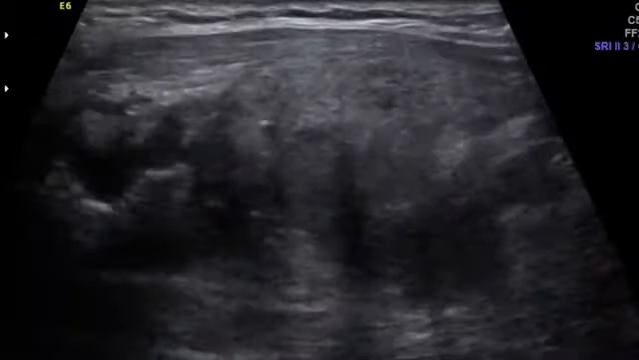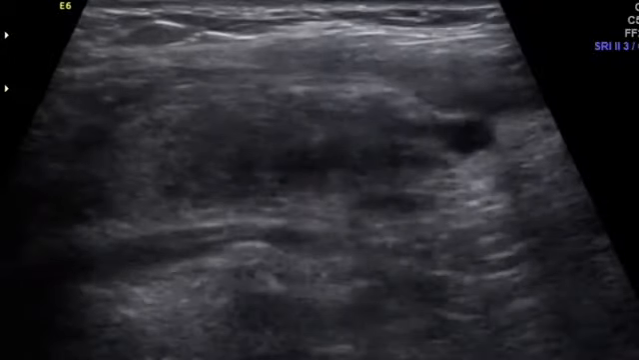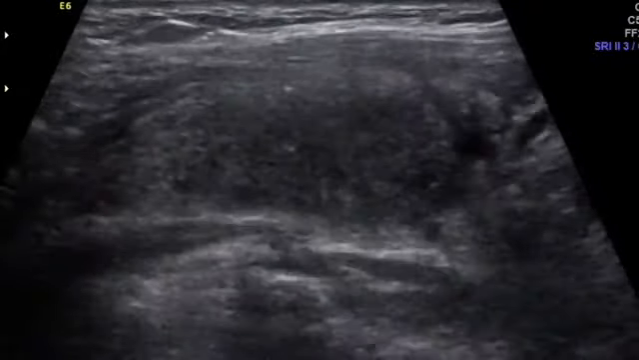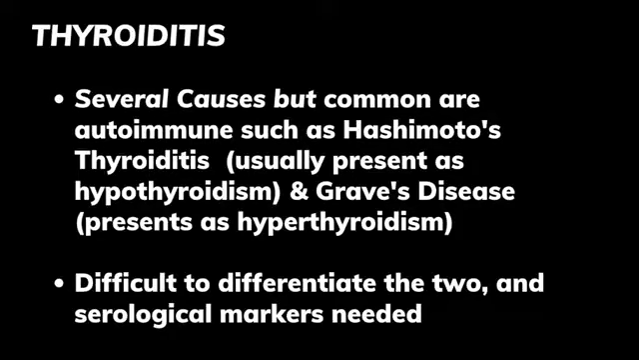And when we see this picture of a heterogeneous echo or low level echoes within the thyroid gland with adjacent nodes, the diagnosis is usually thyroiditis. Now there are several causes that can cause thyroiditis, but the more common ones are the autoimmune ones.